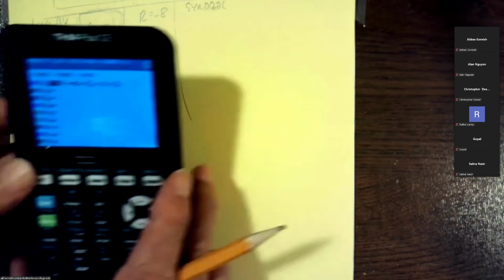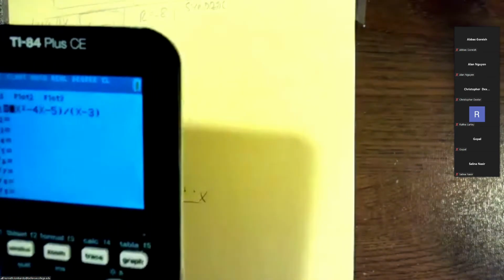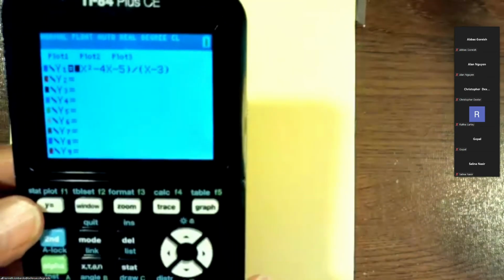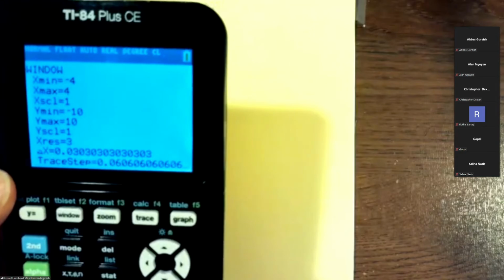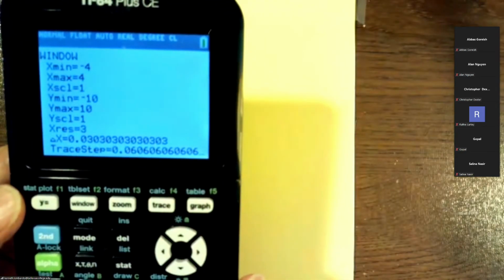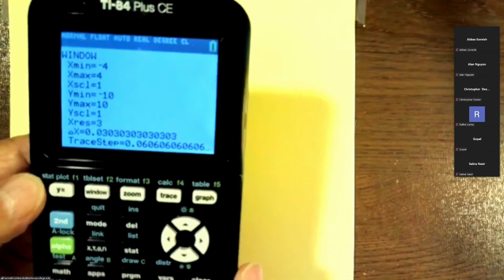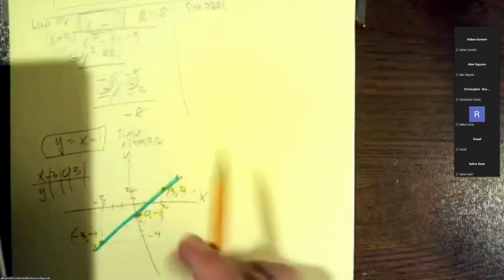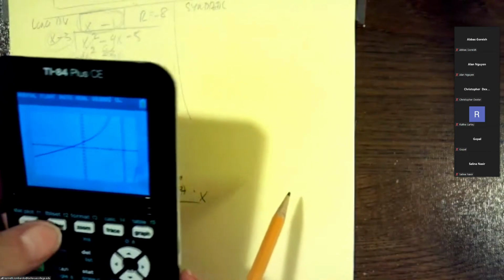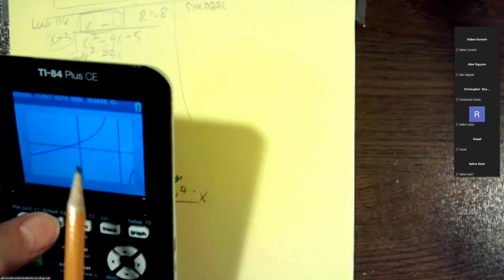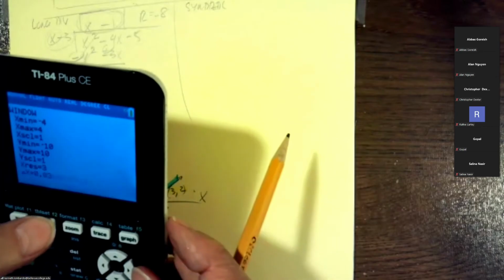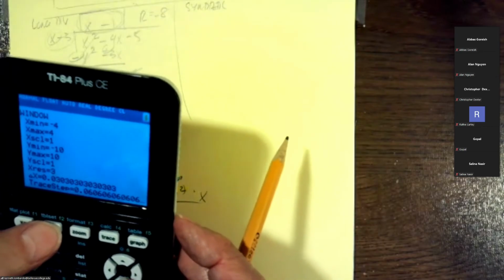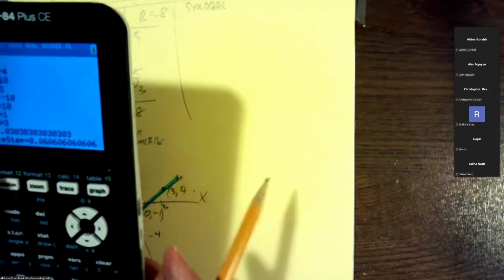So we've entered this value into our calculator. And we're using a window of x from -4 to +4 and y from -10 to +10. And if I graph it, I get something that looks like that. So it looks like I want to shift my window to the right. So I'm going to say 1, 2, 3, 4. Let's say we go out here to 10.